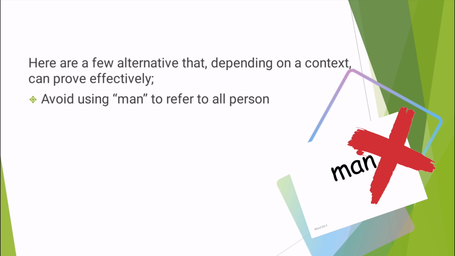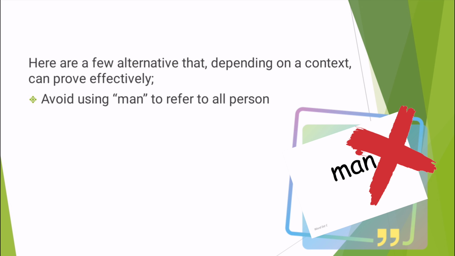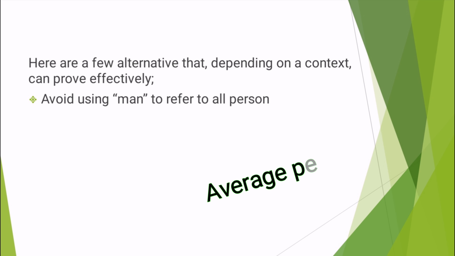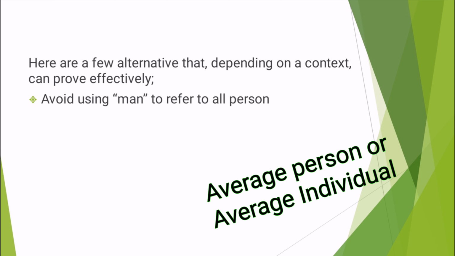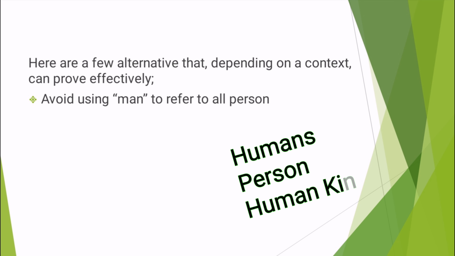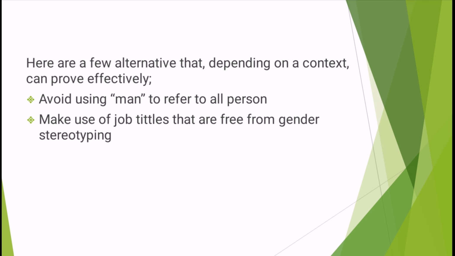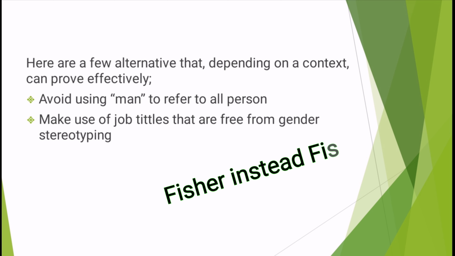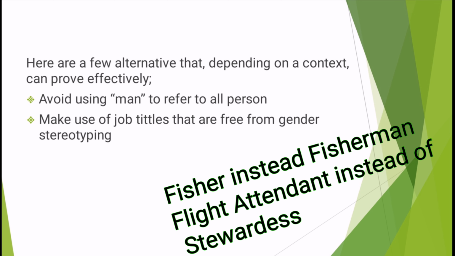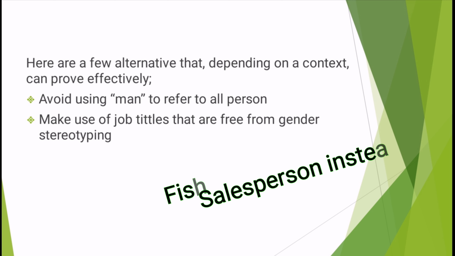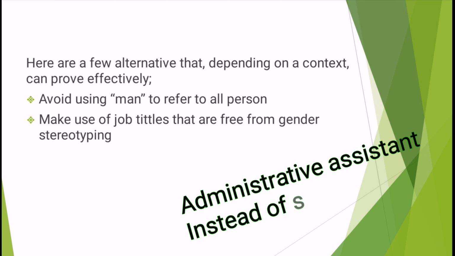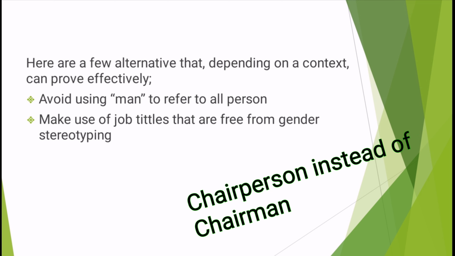First, avoid using man to refer to all persons. Instead of the average man, use the average person or average individual. Instead of mankind, use humans, person, humankind, or people, depending on the context. The second, make use of job titles that are free from gender stereotyping. For example, use fisher instead of fisherman, flight attendant instead of stewardess, salesperson instead of salesman, administrative assistant instead of secretary, chairperson instead of chairman.